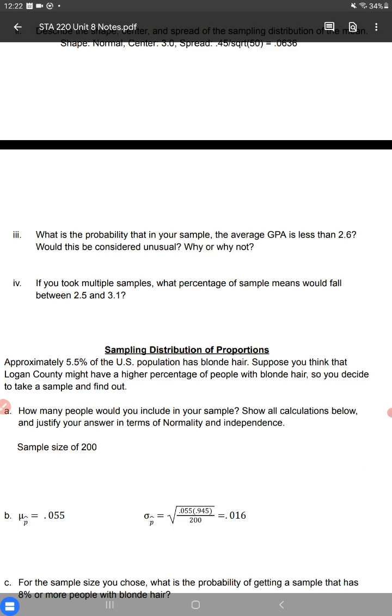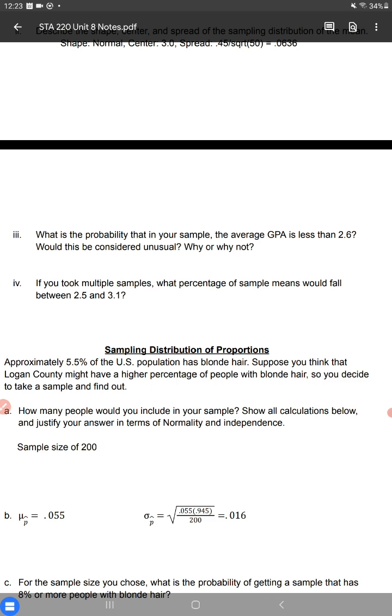Okay, this is taking just a minute to load again for some reason. There we go. It says, what's the probability that in your sample, the average GPA is going to be less than 2.6? It's really, really tiny. It's 1.6 times 10 to the negative 10. Would this be considered unusual? Absolutely. Why? Because that number is way less than 5%, which means it has a less than 5% chance of happening if we already know that our population has a mean of 3, right? So we're not expecting to get a sample of size 50 with an average that's way far away from the average of our population. That's unusual.